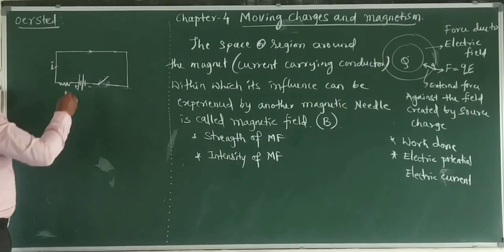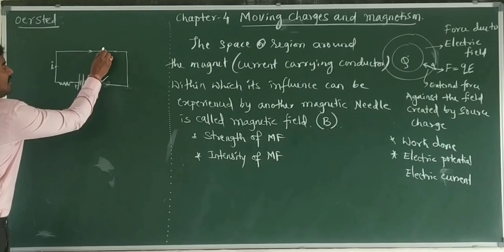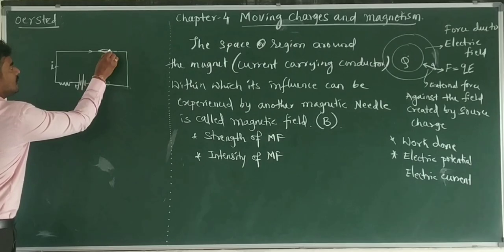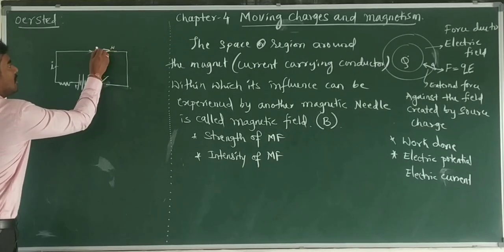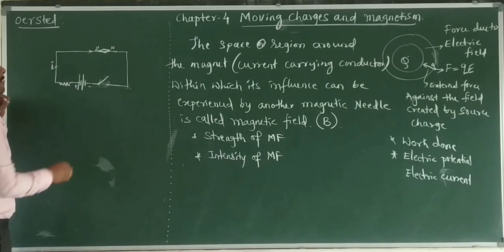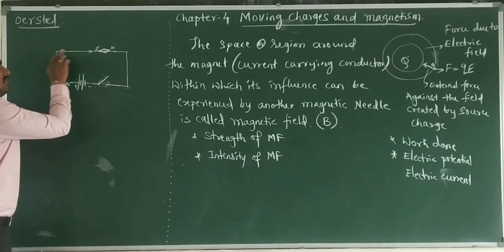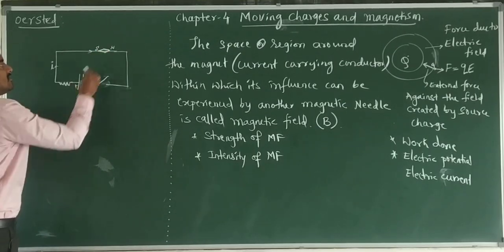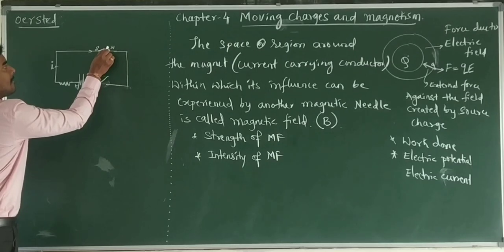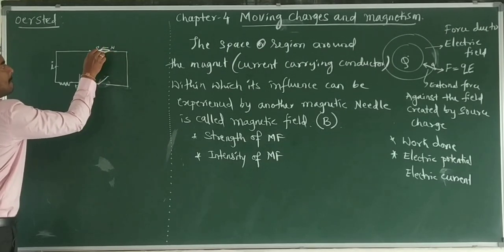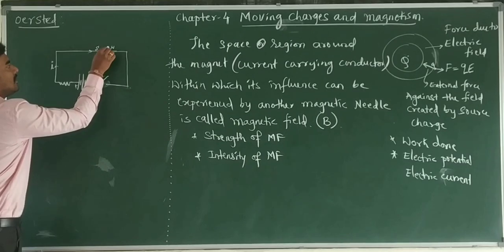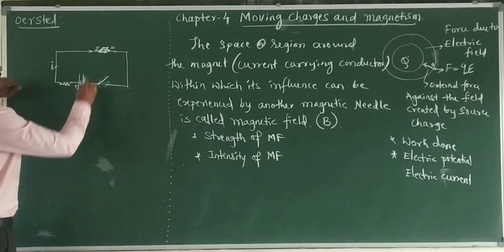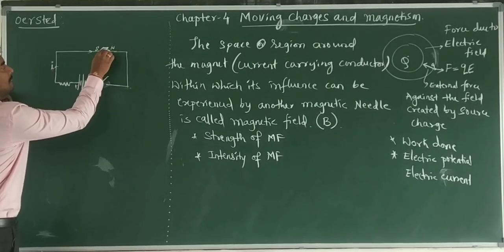What happens? One magnetic needle was there nearby this wire, like this. This is a magnetic needle. This is the north pole and this is the south pole. Whenever current I used to flow in this conductor, what happens? This magnetic needle used to stay in this direction, like this. Whenever there is no current, the magnetic needle used to stay like this.